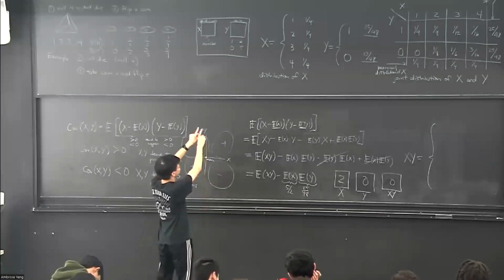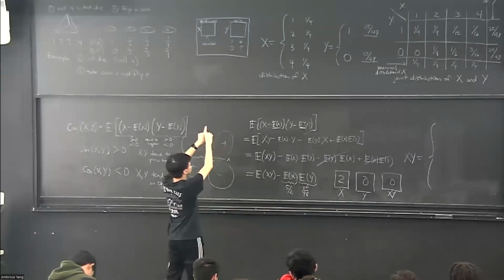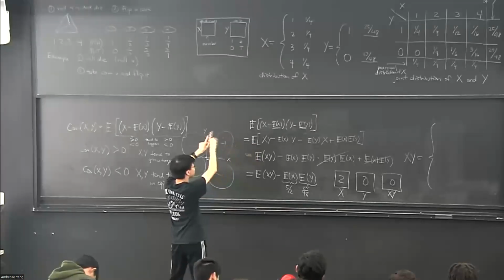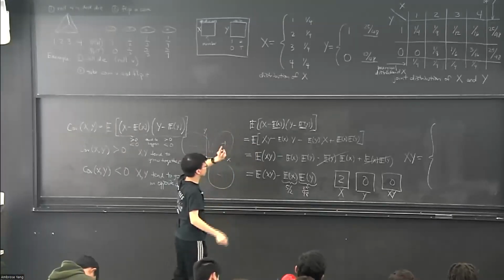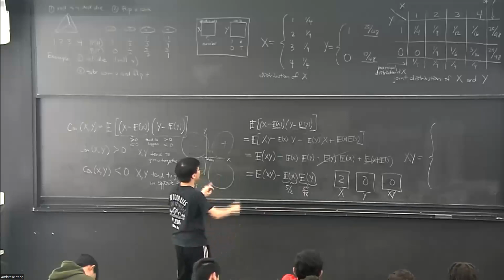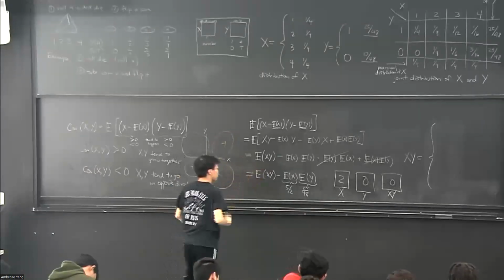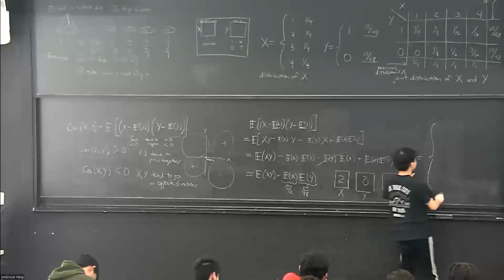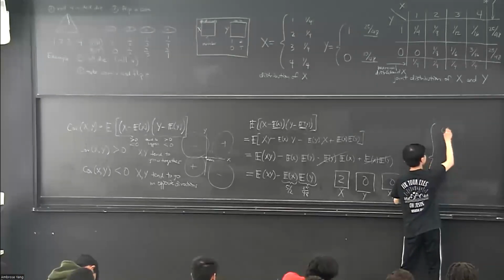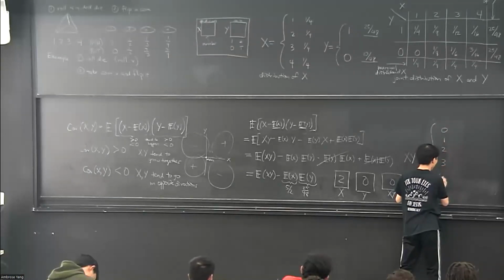Well, it could be 1 and 1, 2 and 1. So if it's 1 and 1, it's going to pop up with a 1. If it's 2 and 1, it's going to pop up with a 2. 3 and 1 is going to pop up with a 3. 4 and 1 is going to pop up with a 4. But if y is 0, it's going to pop up with a 0. So xy can pop up with 5 different values: 0, 1, 2, 3, and 4.